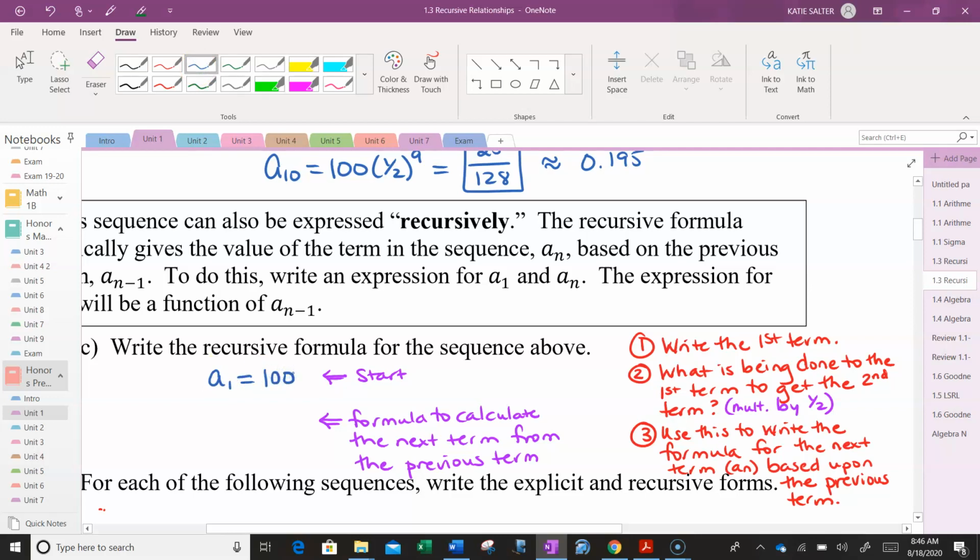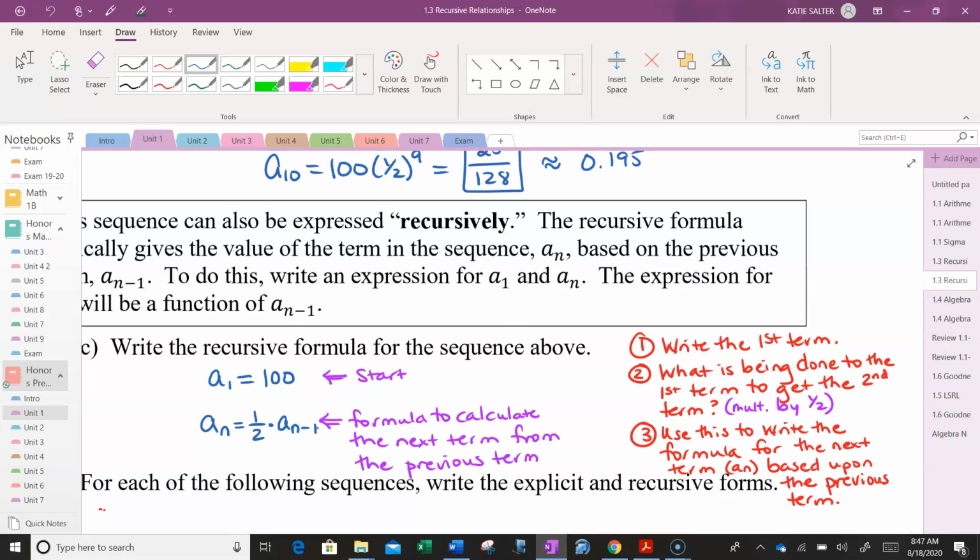All right, then we have to ask ourselves, what is being done to the first term to get the second term? Well, we know it's being multiplied by 1/2. So then we use this to write the formula for the next term, a sub n, based on the previous term, which is what we call a sub n minus 1. So it's going to look like this: a sub n is equal to 1/2 times a sub n minus 1. And this is the formula that we use to calculate the next term from its previous term.